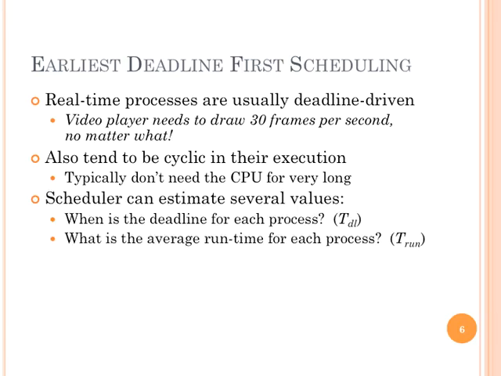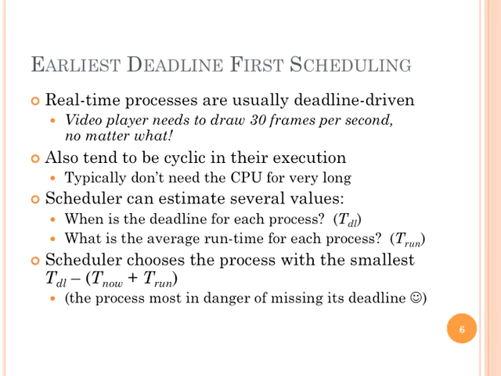So the scheduler can estimate, or the process can inform the scheduler of various values. So like you see here, when is the deadline for each process? So we call that T sub DL, so that's the deadline. What is the average runtime for each process? So clearly that gives us a time, like the latest we can start if we're going to hit our deadline. And so the scheduler just looks at all the real-time processes and figures out which one is, I shouldn't say most likely, but closest to missing its deadline. Okay, by saying, I know the current time, I know how long it's going to take to run, and I'm going to compare that to the deadline and see which one has the smallest value for that.